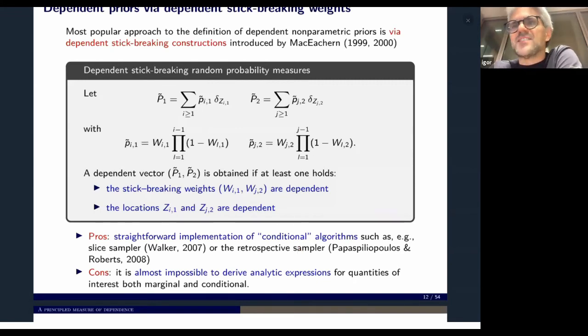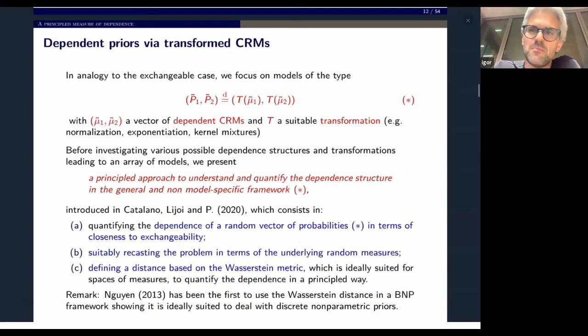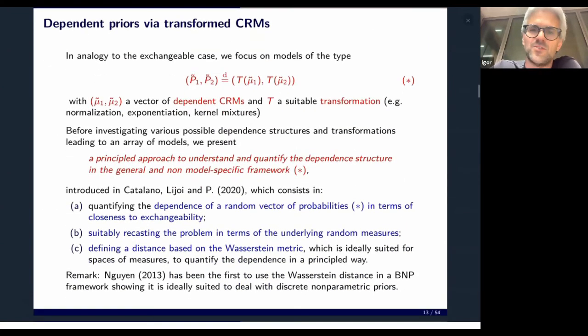Good, and so there are essentially two parties out there. Stephen, Peter Müller, also David Dunson belong to the party of the stick-breaking users. So it's a little bit like the Trump voters. And then there's another party which I belong to, the one which uses completely random measures. So we are the Biden voters.